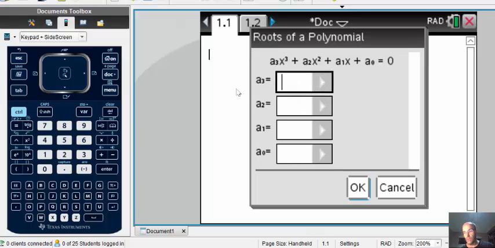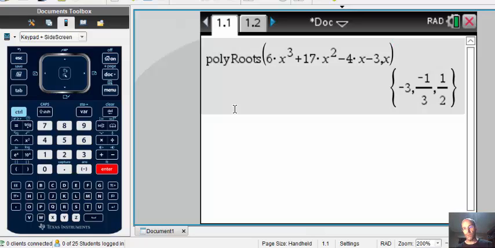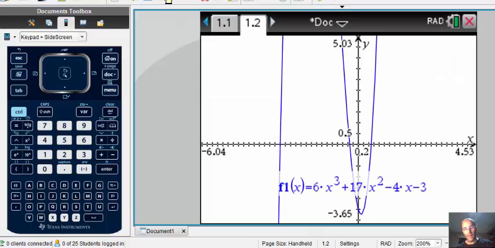So enter that in, and remember it was 6x cubed, so see how it's got all of the coefficients there. Pause the video to have a closer look if you can't see what's going on. But we had 6x cubed plus 17x squared minus 4x minus 3 equal to 0. We put that in, hit enter, and that's what we should get: -3, -1/3, and a half. The other way of using technology to do this is graphically. That's the algebraic way of using technology, and remember those answers: -3, -1/3, and a half.